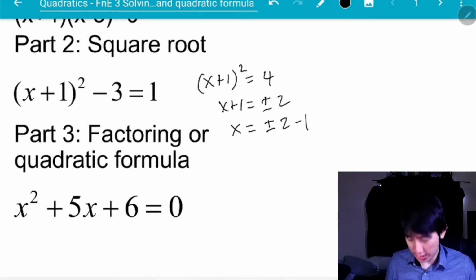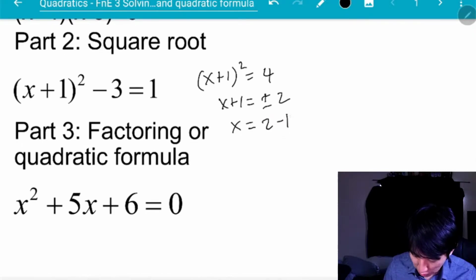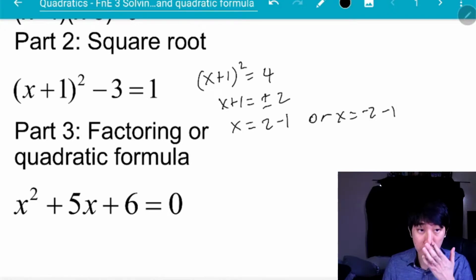And the way we dealt with this was you said, wait a minute, we have two options here. We either have x equals 2 minus 1, or we have x equals negative 2 minus 1. And then you solve for each of them.